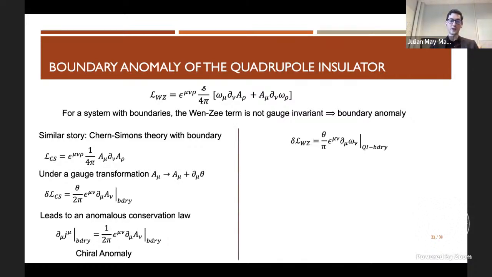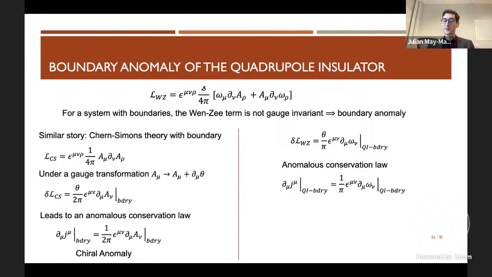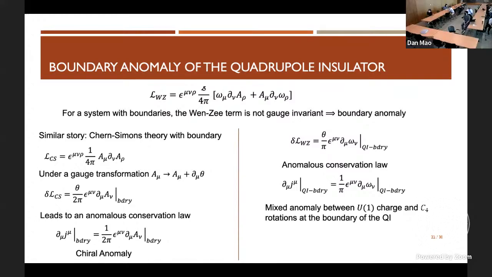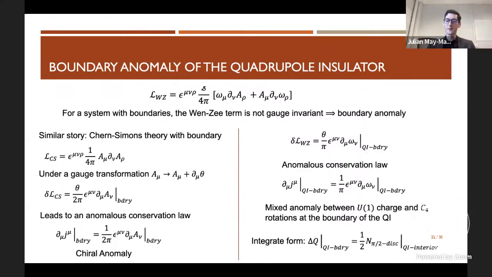Now, for the Wen-Zee term, we can also look at what happens when we have a gauge transformation where A is again shifted by some function theta. And here we see there's also an additional boundary term at the boundary of our quadrupole insulator. But here, the term is actually going to be proportional to the flux of omega, not the flux of A. This is then going to lead to an anomalous conservation law, where we're going to find that our electromagnetic 2 current at our boundary is not conserved when you have fluxes of omega, or spin connection. This means that we now have a mixed anomaly between U1 charge and C4 rotations at the boundary of our quadrupole insulator. And we can understand this very well by taking this integrated form of the expression, where we find that if we add disclinations to the interior of our quadrupole insulator, we're going to find that the charge at the boundary of our quadrupole insulator will change.